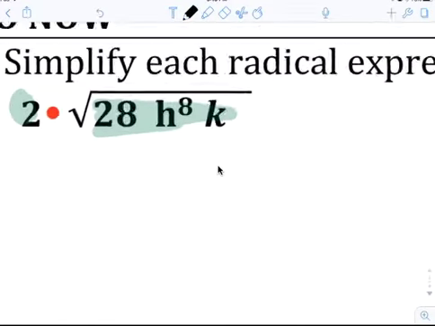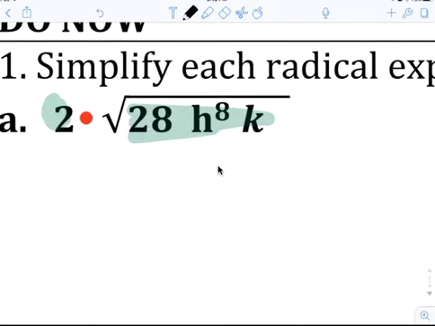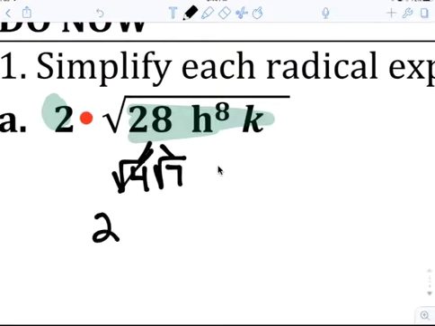All right, let's start this. Do the tree here. 4 times 7 is 28. Square root of 4 is 2. So your answer is 2. Inside, you still have the square root of 7.